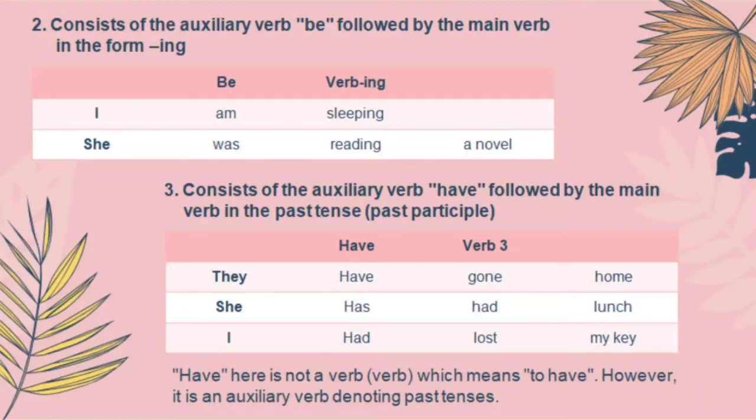Number 3 consists of the auxiliary verb have followed by the main verb in the past tense or past participle. For the example, they have gone home. She has had lunch. I had lost my key. Have here is not a verb which means to have. However, it is an auxiliary verb denoting past tense.